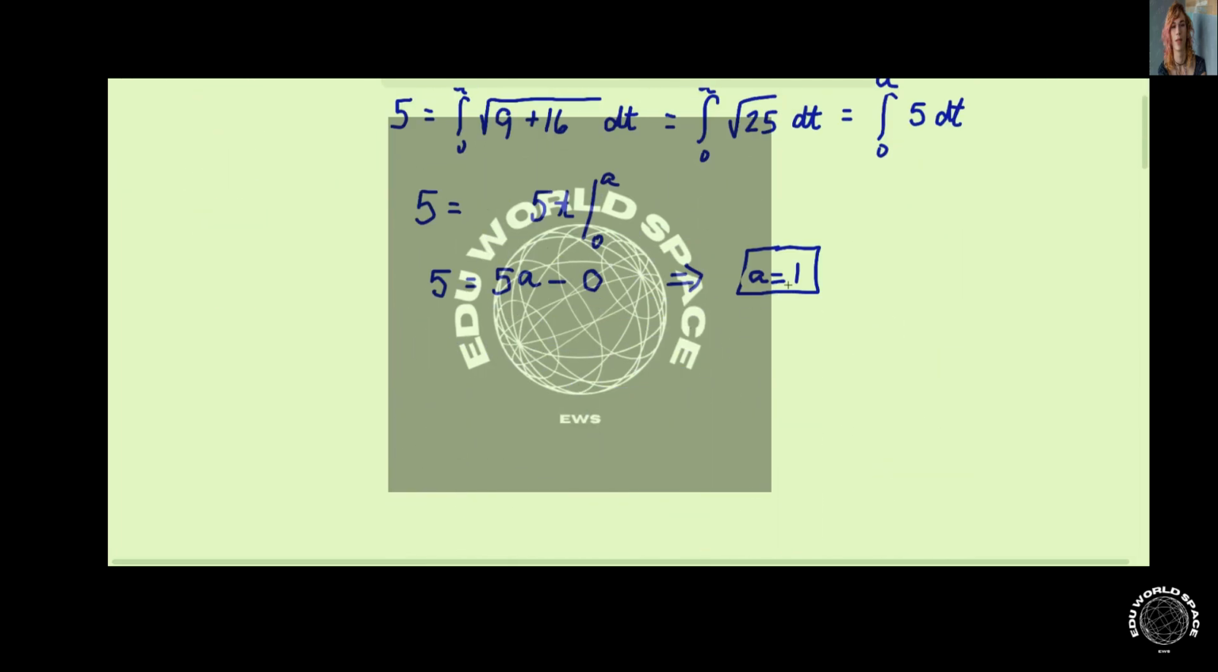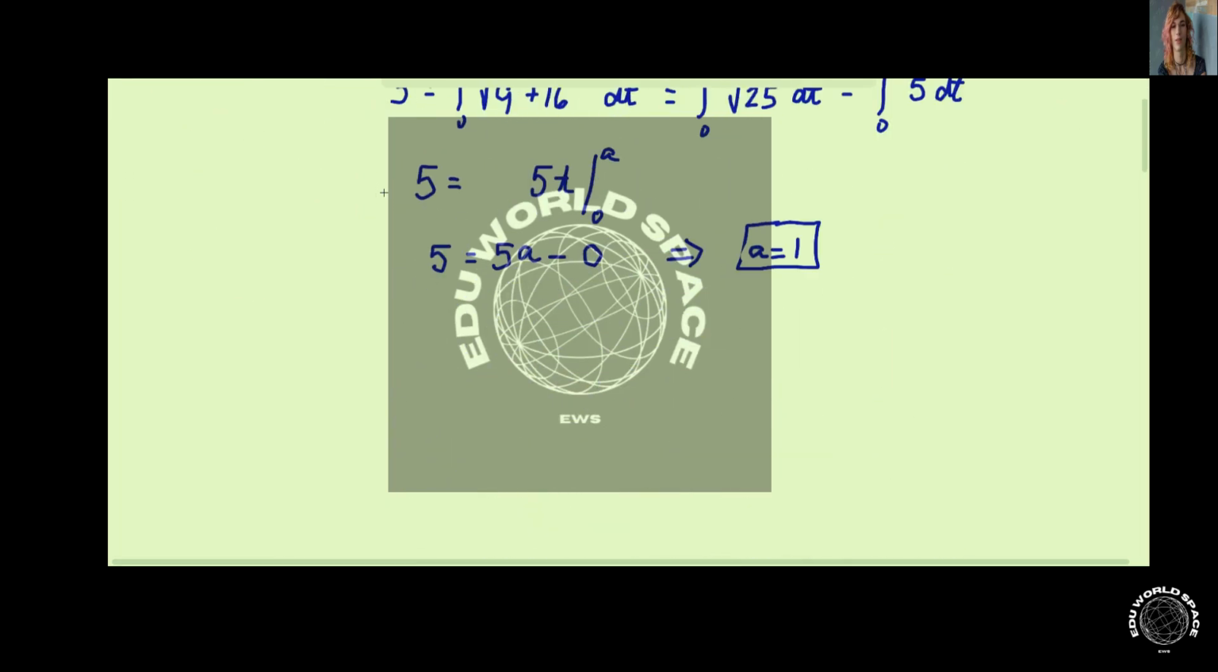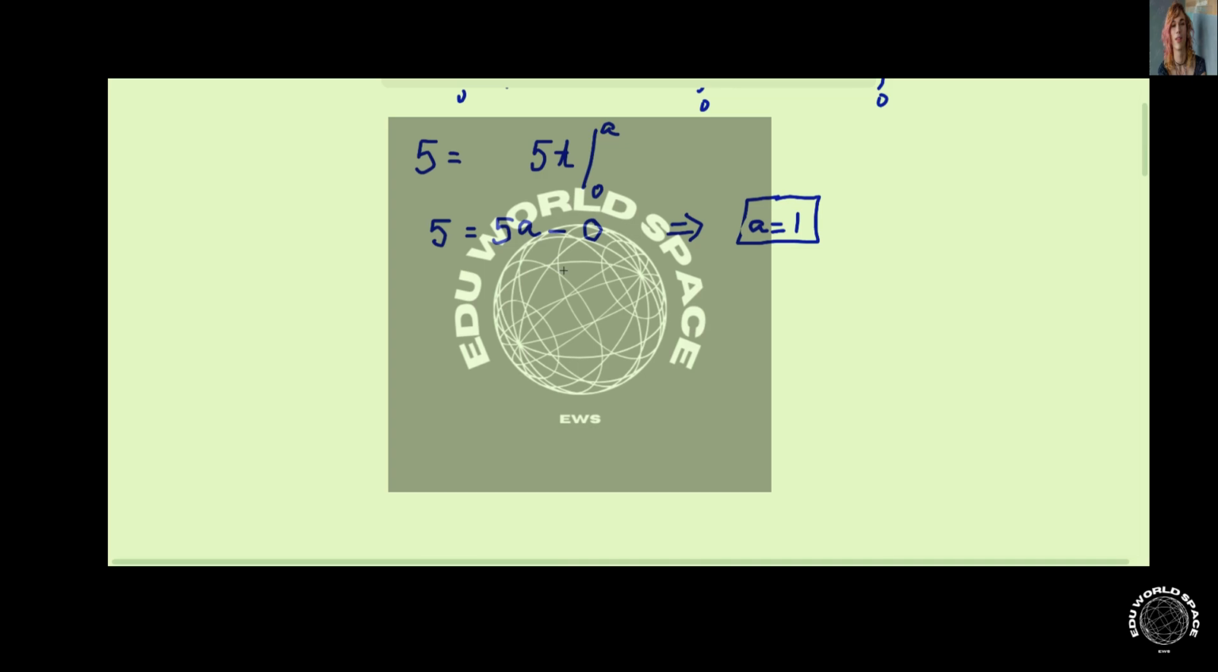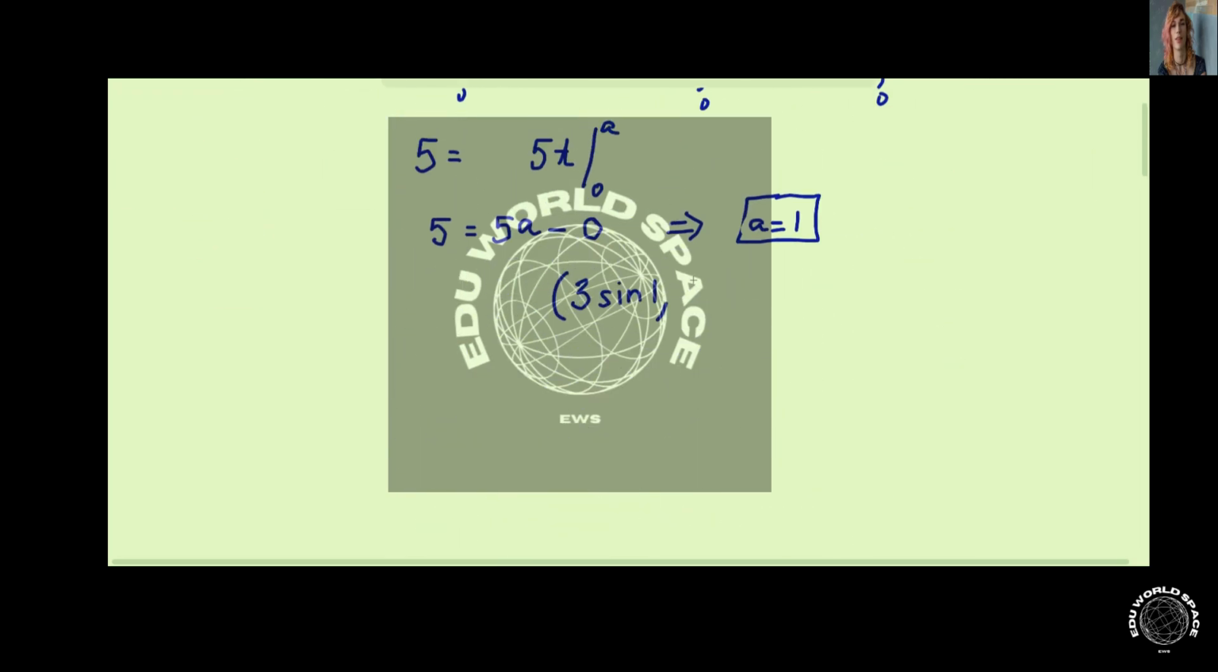So now all that I'm going to do is go back and substitute in the value that I found for a, and plug that in for t. So my new point is going to be 3 sine of 1. 4 times 1 is 4. My z value was 3 cosine of 1. And that's my final answer.